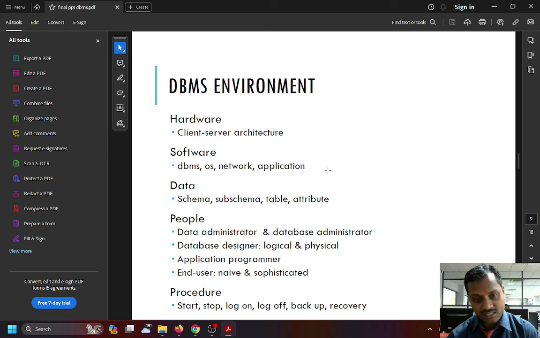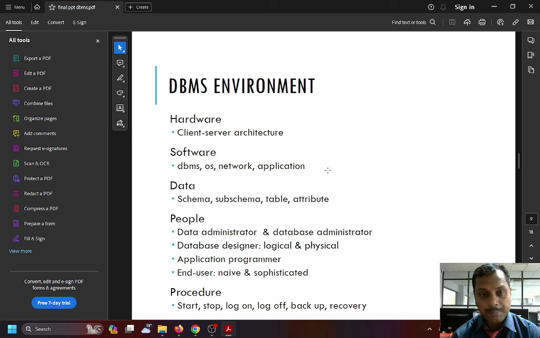So obviously the network is the base. On top of that, you are going to have the operating system on a specific system and database management system on the specific operating system, and you require an application to have access to that database. Then with respect to data, you require a schema, sub-schema, tables and attributes, because everything is stored here in terms of tables. You have tables, and you have rows and columns.